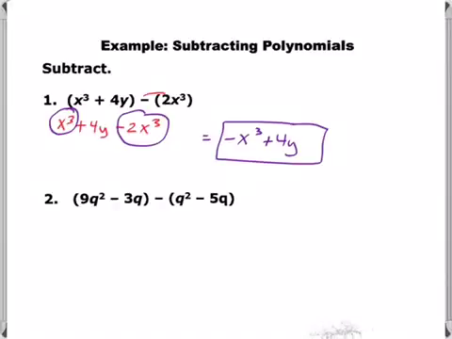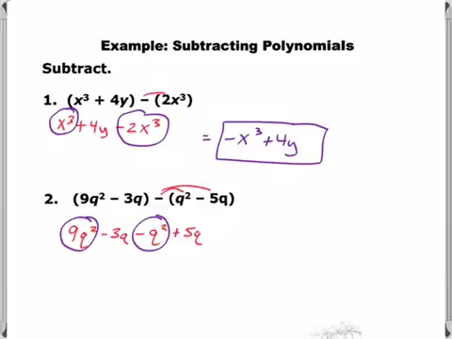I'll do the same thing in the next problem. 9q squared minus 3q minus q squared minus 5q. I'll distribute the negative. So I've got 9q squared minus 3q minus q squared plus 5q. Now I can begin combining like terms. 9q squared minus q squared is 8q squared. And then negative 3q and positive 5q are like terms. And so when I combine those, I get plus 2q. And so that's my answer.